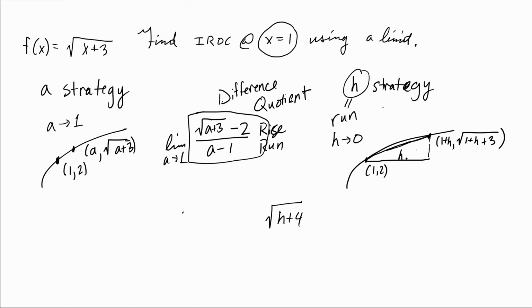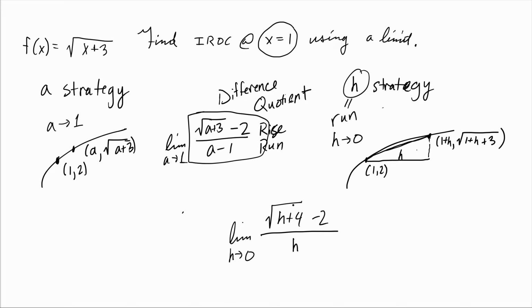So this y value minus that y value, all over this x value minus that x value, which actually is just h. Because if you think about it, 1 plus h minus 1, the ones cancel, and that just gives you h. But that should be expected, because h is actually equal to the run. We decided h would be the thing in the denominator itself. So this is what we have, and we're taking a limit as the run, h, approaches 0.